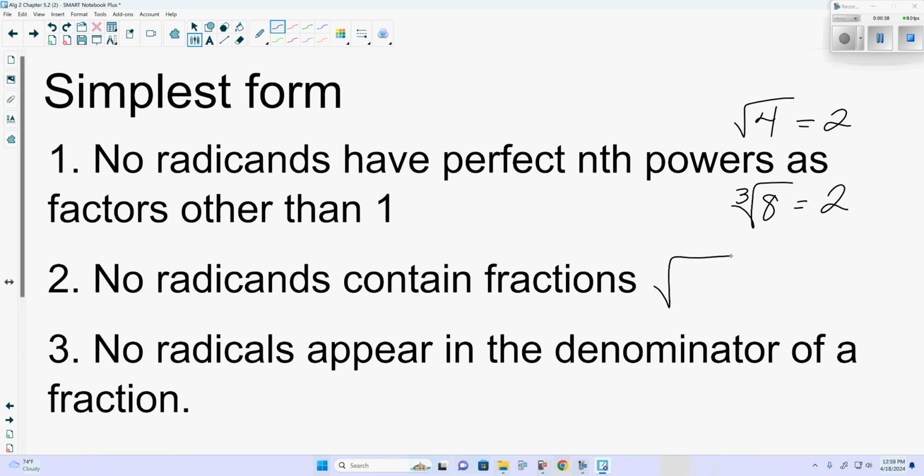We can't leave it as the square root of 1/2. We can't have a fraction inside of a radical, no matter what the root is. Because we can't leave it as the 6th root of 1/2.